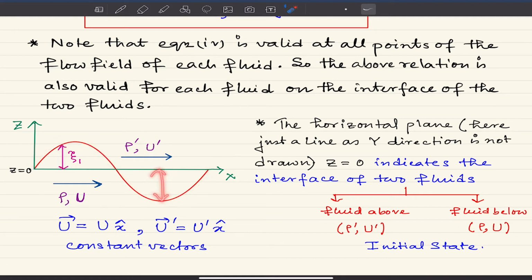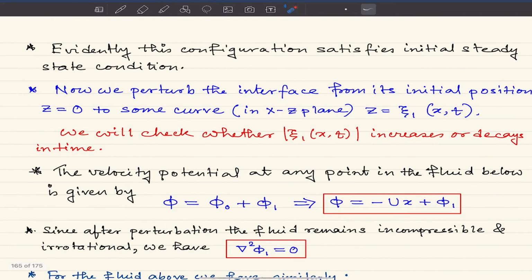Okay, so if the fluid at the interface is perturbed a bit, so for example the fluid from here is plucked until this point, and the fluid from this is plucked in this direction up to this point, then what happens? Would the perturbation grow in time, or decay in time, or oscillate in time? That's our question. So as I said, the configuration satisfies the initial steady state condition, so we are all set for analyzing the perturbation around it.